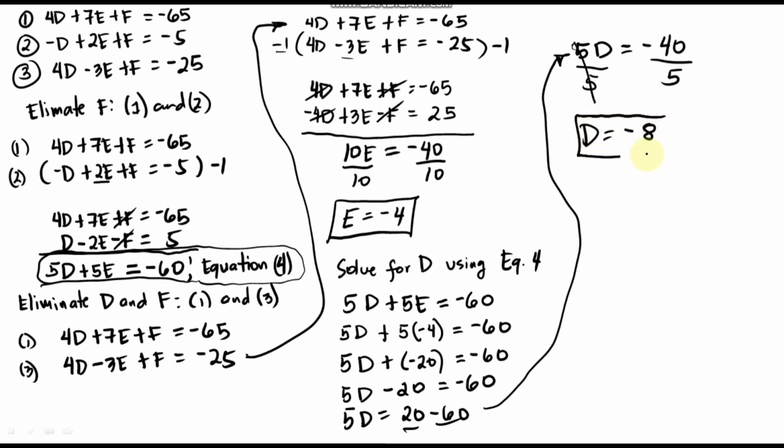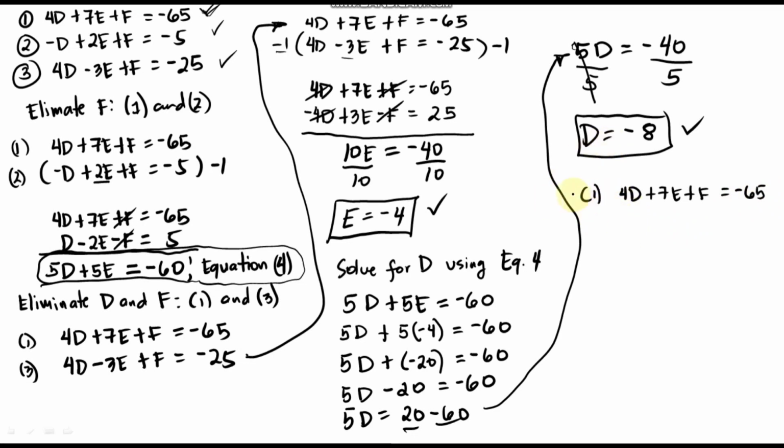So ito na. Meron tayong value ng e. Meron tayong value ng d. So to solve for f, you can use equation 1, equation 2, or equation 3. So unahin natin yung equation 1. So we will use equation 1 to solve for the value of f. So equation 1 natin, that is 4d plus 7e plus f equals negative 65.